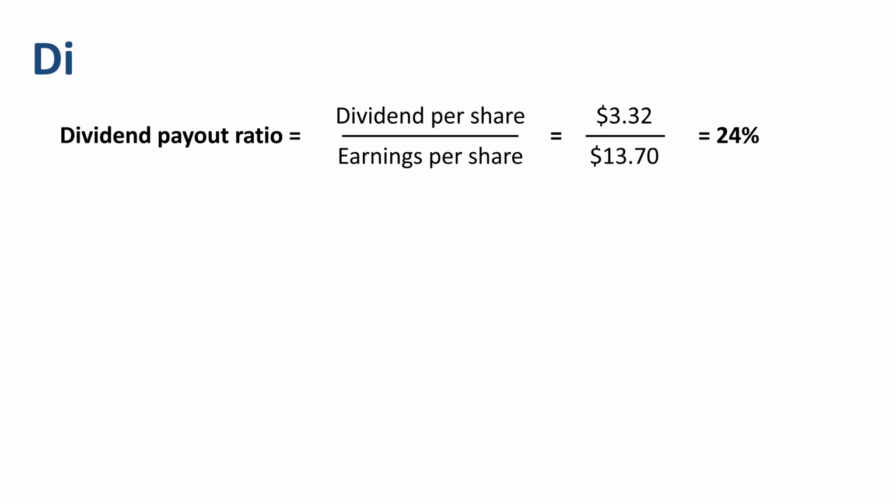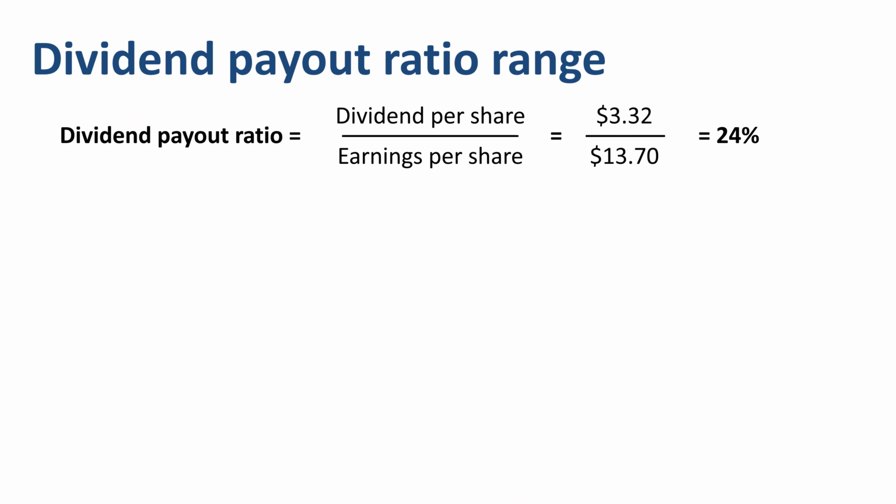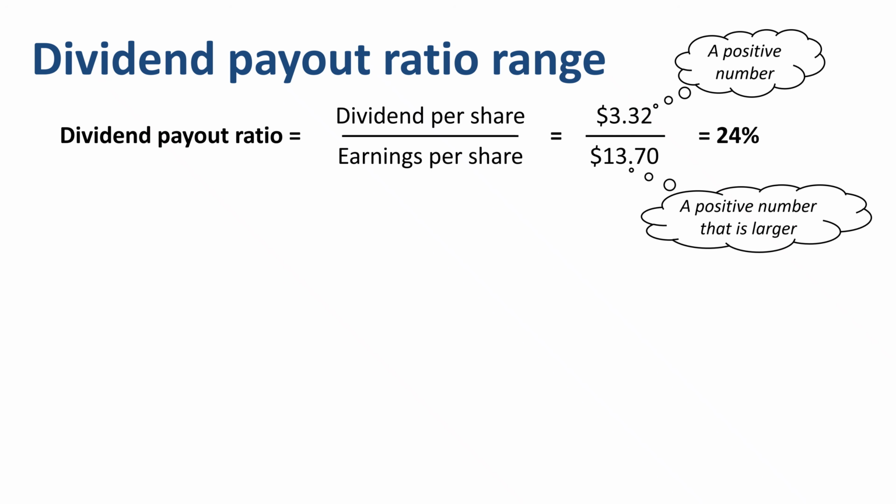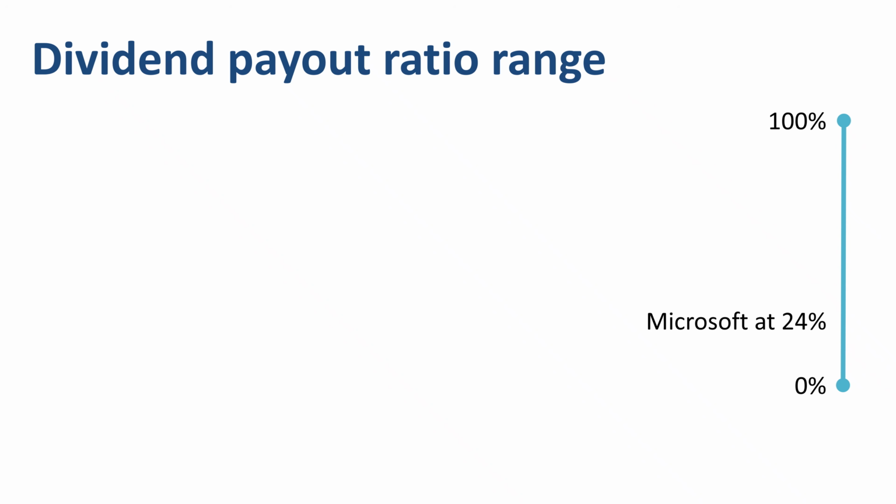Let's think through the possible ranges of outcomes for the dividend payout ratio. For Microsoft as an example, the dividend per share amount is a positive number, and the earnings per share amount is a positive number that is larger. As a result, the 24% dividend payout ratio for Microsoft nicely falls into the regular range. A dividend payout ratio of 0% means that no dividend is paid out. A lot of companies in the embryonic or growth stage of their business cycle, but also mature companies that do a lot of acquisitions, are at this 0% level.